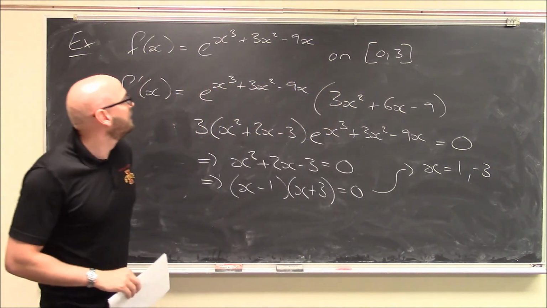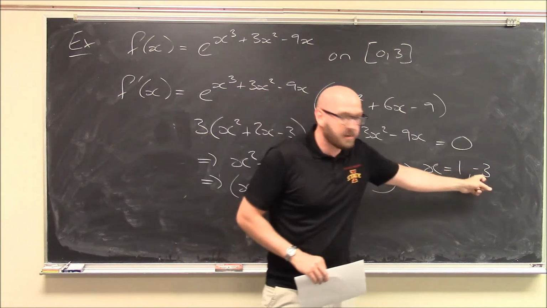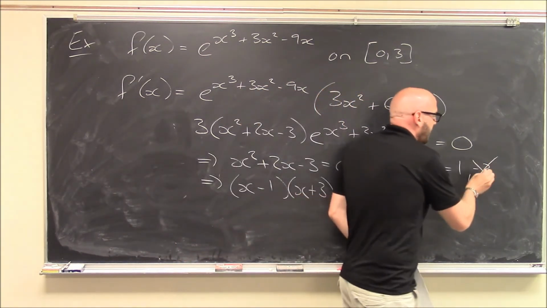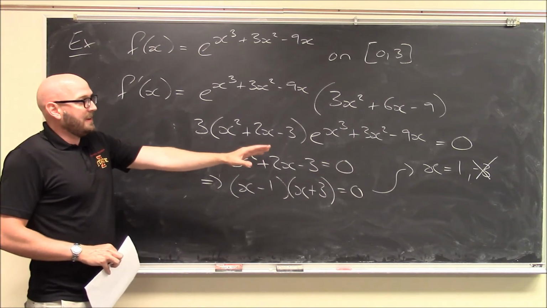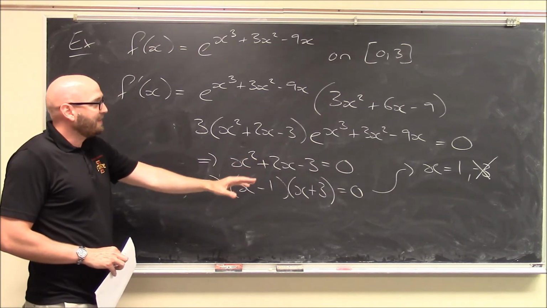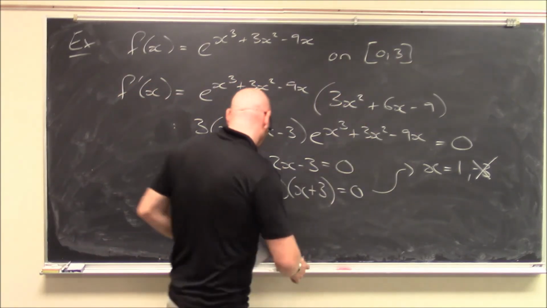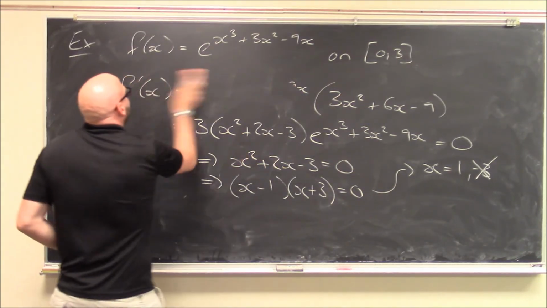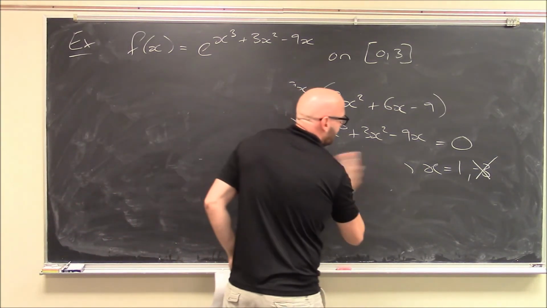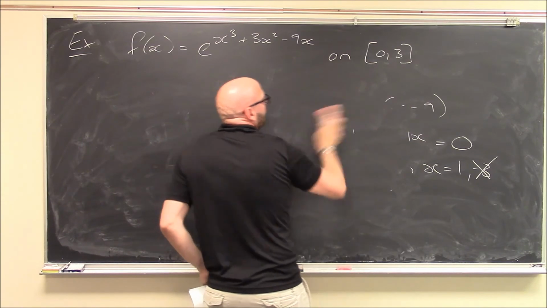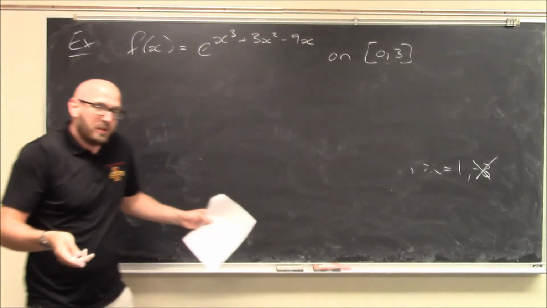Well, hold on. Our closed interval is only from 0 to 3. Minus 3 is not in that interval, so I'm going to get rid of it. I might have a relative max or min there, but I don't care because it's not in the interval that I'm looking at. And that's all the work. It really is all the work, right?